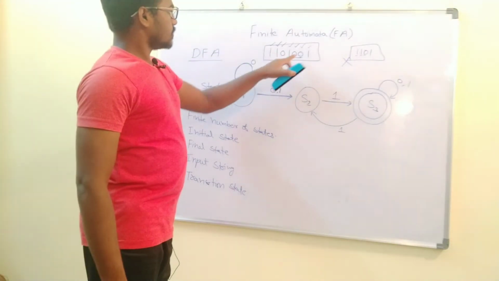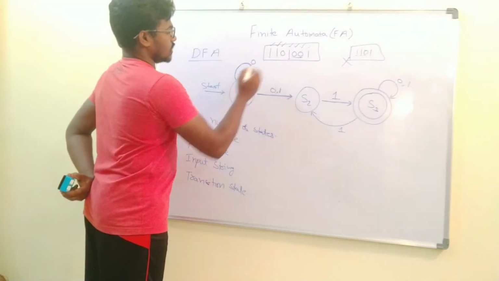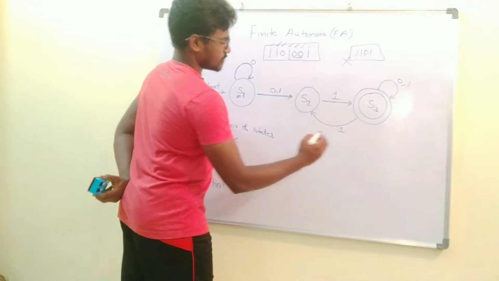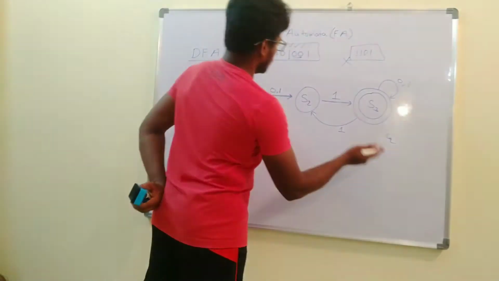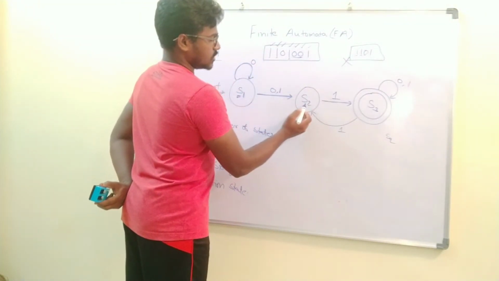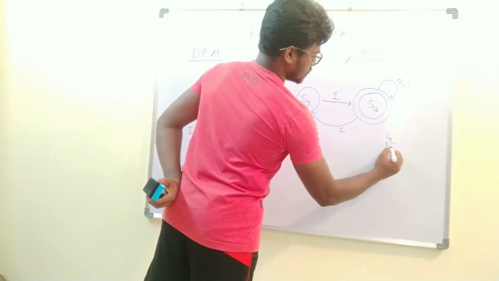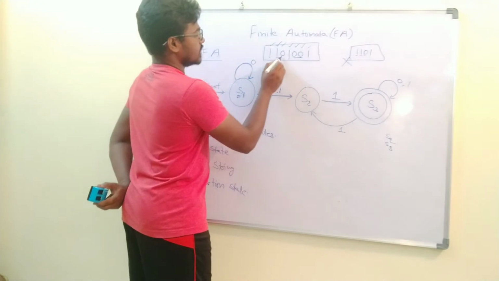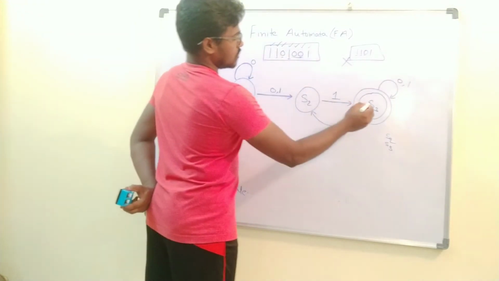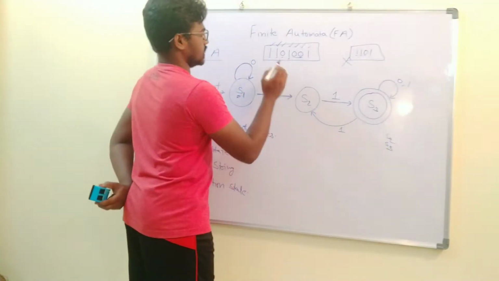Let's take the same string as input and try to match the pattern. Let's take the first character 1. From this state, if it is 1, it must go to state 2. So presently it is in state 2. Let's take the next character 1. From this state, if it is 1, then it must go to state 3, which is a final state. Then the next character is 0. If it is 0, again it will go to S3, so it will stay on the same state.